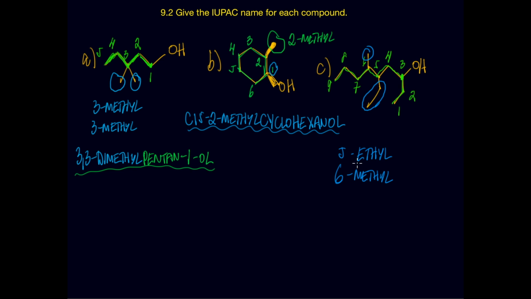To assemble the name, we alphabetize the substituents. So ethyl comes before methyl. So the name of this would be 5-ethyl, 6-methyl. Okay, and as we discussed, the parent chain is nonane, so it would be nonan. Okay, and the alcohol is at carbon 3, so we would put 3-ol. Okay, so 5-ethyl-6-methylnonan-3-ol. Okay, that's the IUPAC name for part C.